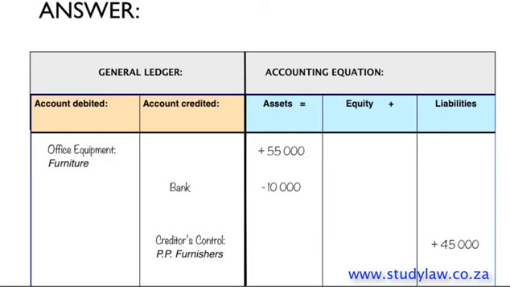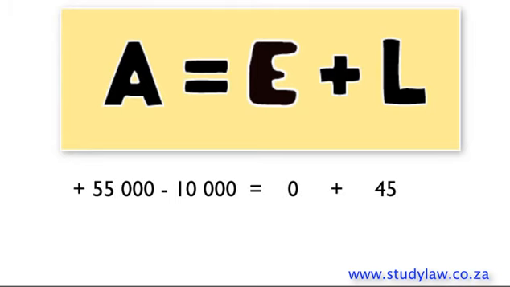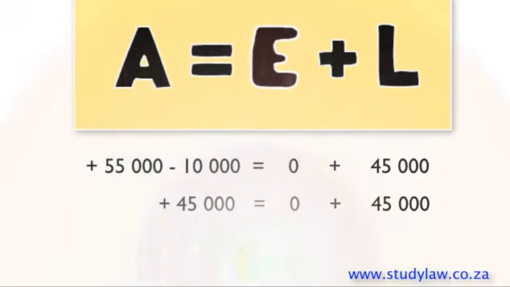Let's take a look at this again with the accounting equation. Assets equals equity plus liabilities. We can see that 55,000 subtract 10,000 is now equal to 0 plus 45,000. This is because 55 subtract 10 is in fact 45. Our accounting equation now balances.